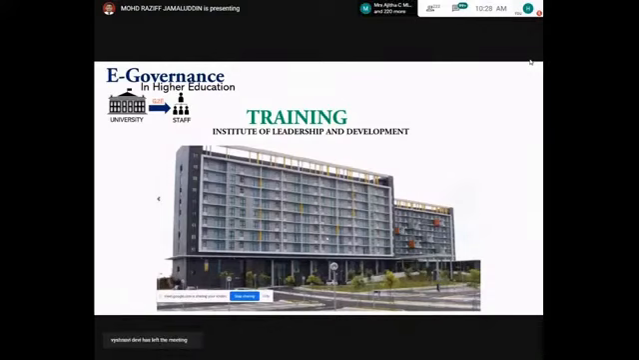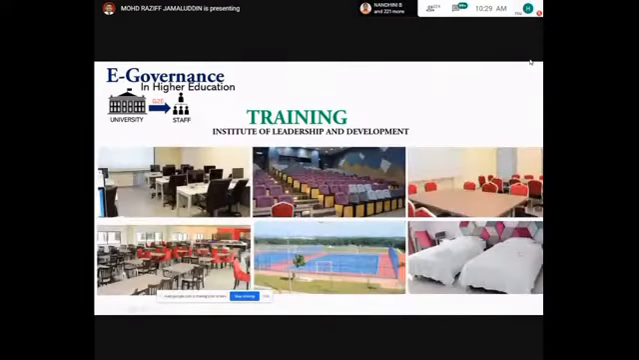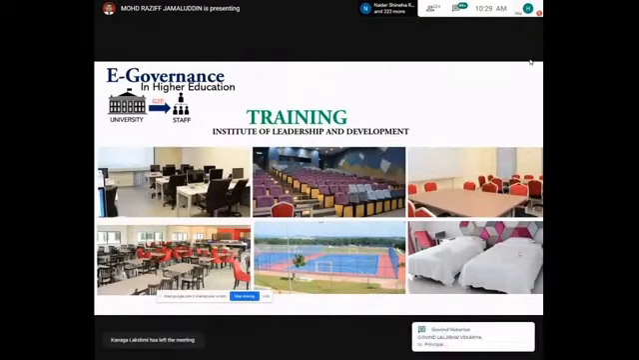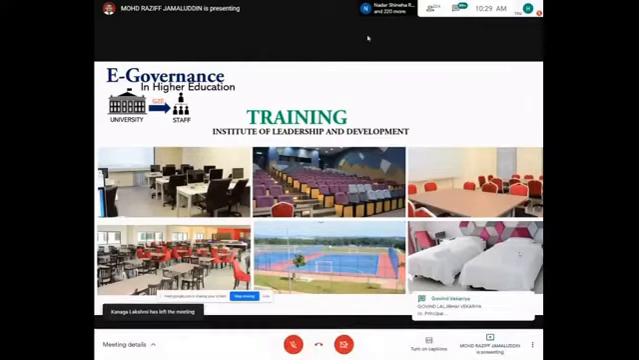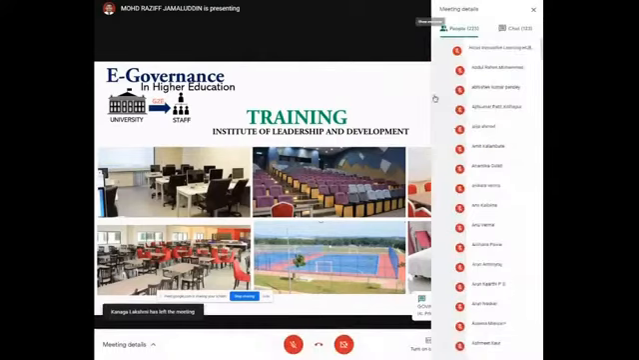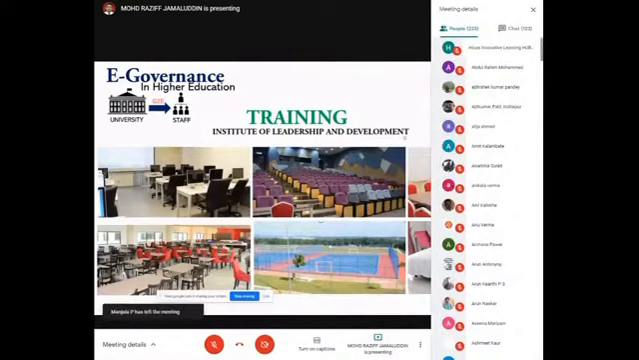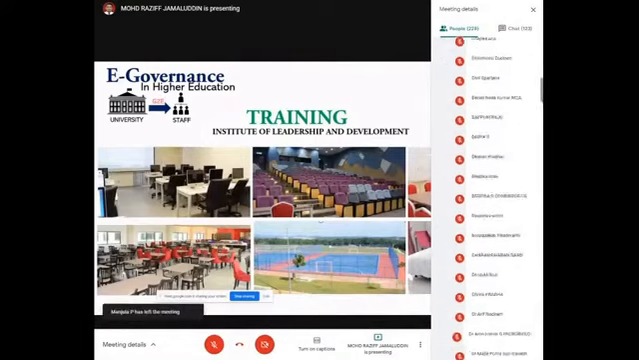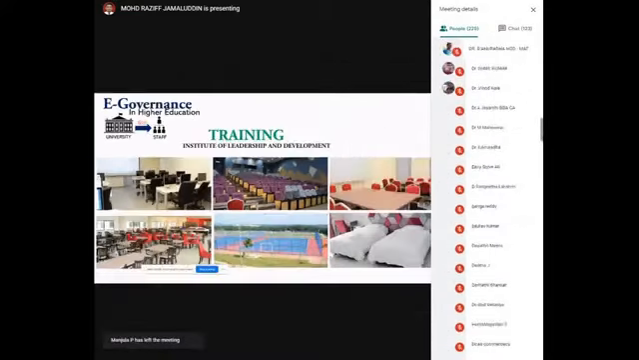Here we have about 400 rooms. It's like a hotel, but more for training. You can see the facilities here. This is some of the facilities that I can share with you. The rooms match hotel rooms, and we have classrooms, a dining hall, and sports facilities.